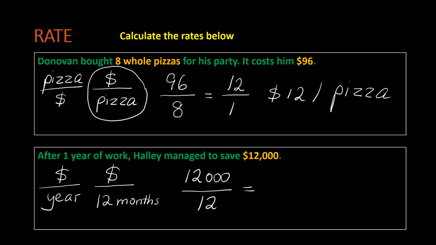We can divide 12, top and bottom number. We get 1,000, and we get 1. So the answer is $1,000 per month.